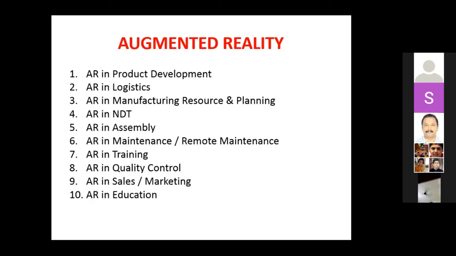So augmented reality. If somebody is already working with virtual reality, then it is very easy to understand the natural progression from virtual reality to augmented reality. And you can see these various research areas or applications that almost open up for them. Augmented reality is used in product development, logistics, manufacturing, resource planning, non-destructive testing, assembly, maintenance, and training. Training is a key application as far as AR is concerned, as well as quality control, sales, marketing, and education. So see AR in education.